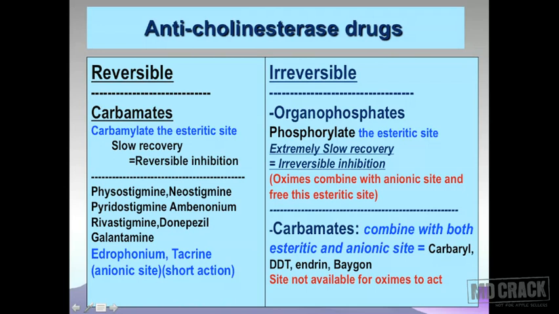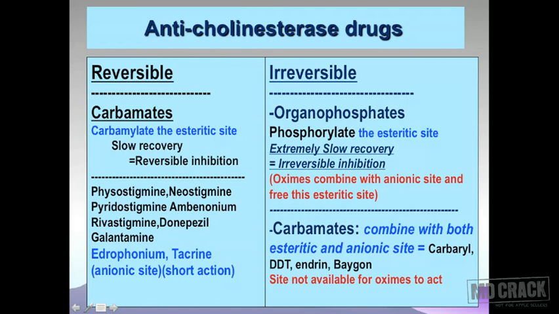This is physostigmine, neostigmine, pyridostigmine, ambenonium. All these four agents are useful in the management of myasthenia gravis, and they are also useful for some other situations. Down, I am showing three agents, that's rivastigmine, donepezil, and galantamine. These are also anti-cholinesterase agents, reversible, and they are used in the management of Alzheimer's disease.